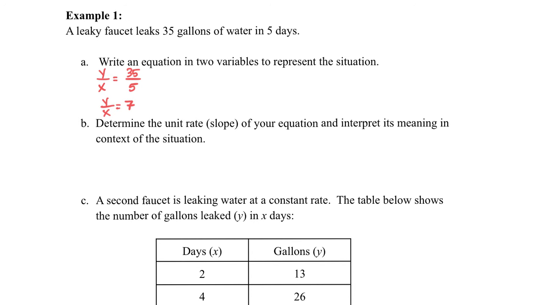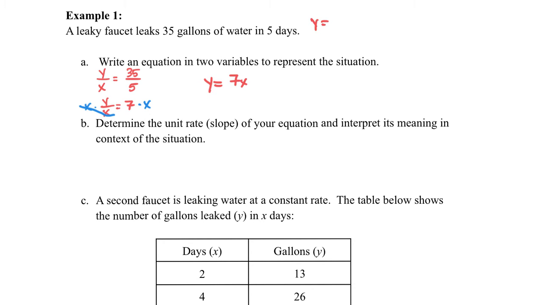Now, if I want to write an equation that makes sense, that I could actually do some stuff with, I'm going to multiply both sides by x. If I multiply this side by x and I multiply this side by x, that goes away. And what am I left with? I'm left with y equals 7x.